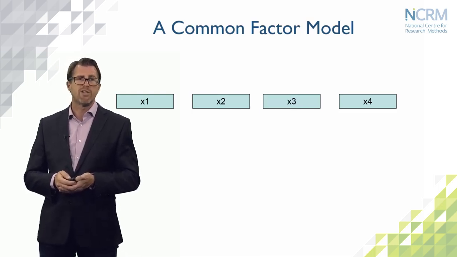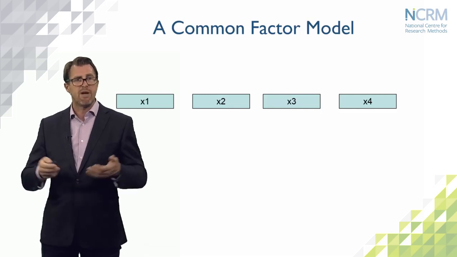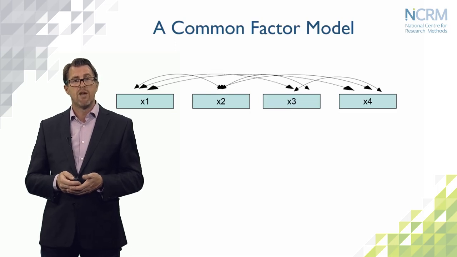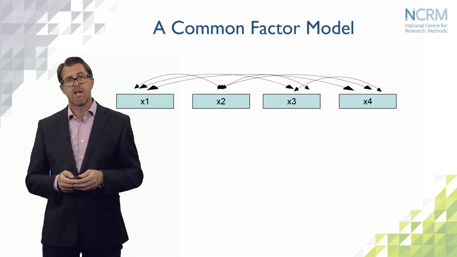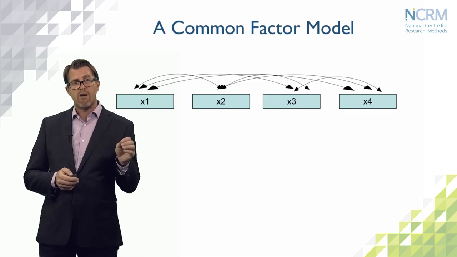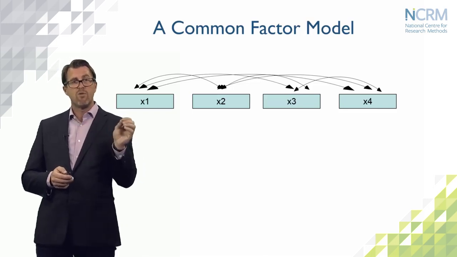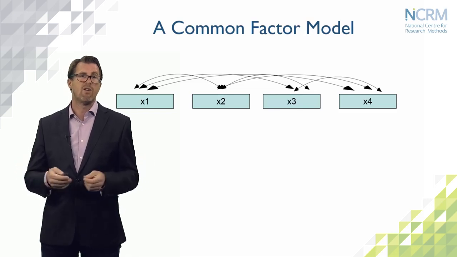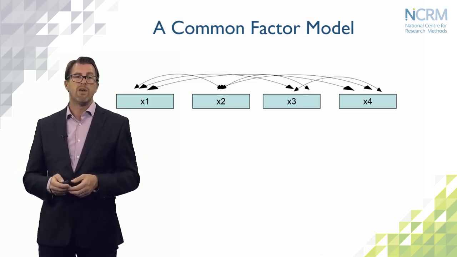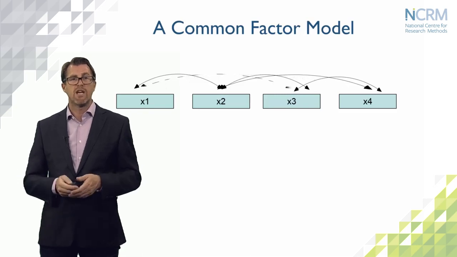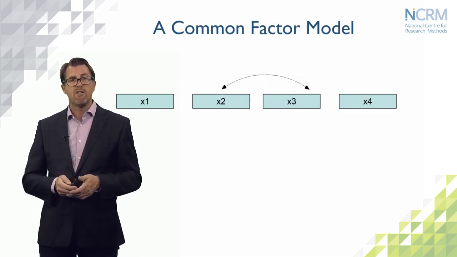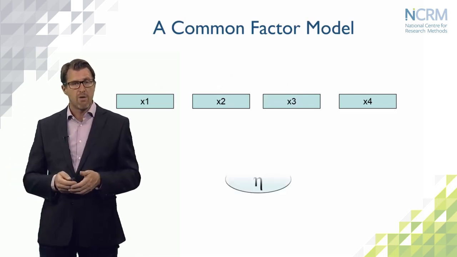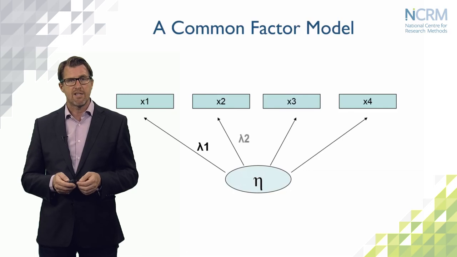Now, because they measure the same thing, we would generally expect these variables to be correlated in our population. And that's what these double-headed arrows indicate. The curved double-headed arrows indicate that the X's are all correlated with one another. That's one way of representing what's going on here. Another way would be to do away with these correlations and add in the underlying latent variable, someone's true level of happiness, which we've here denoted as eta.